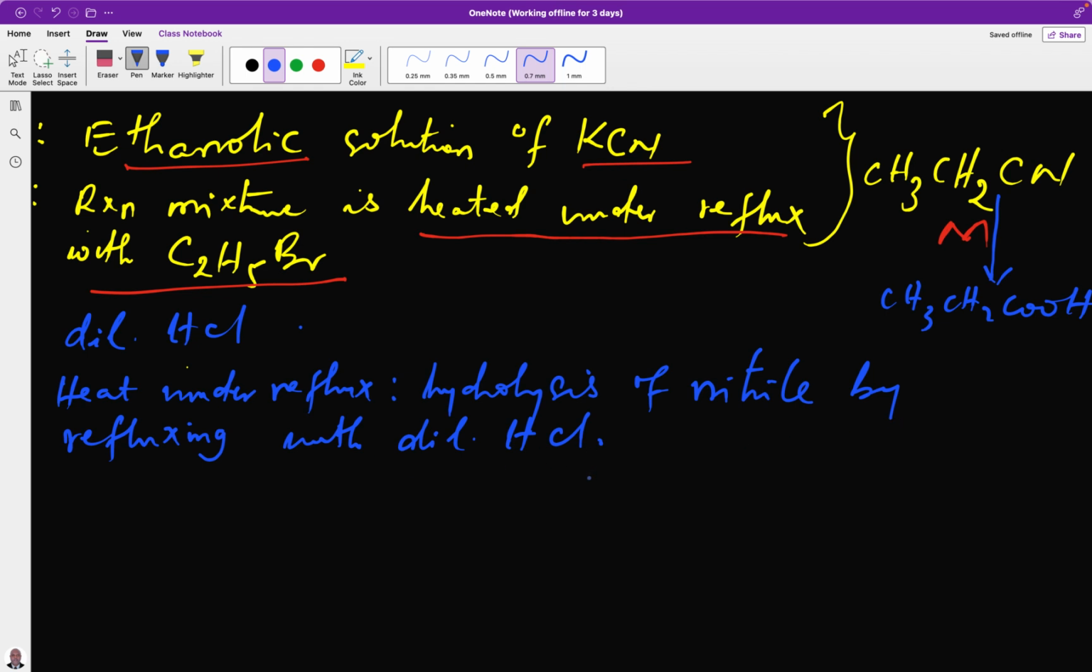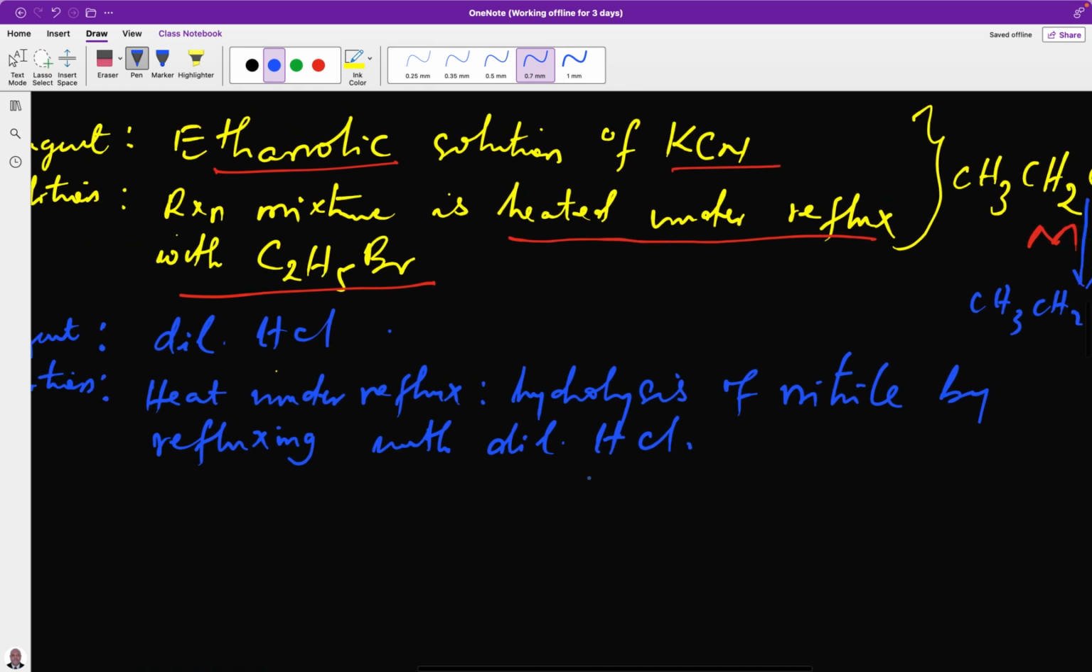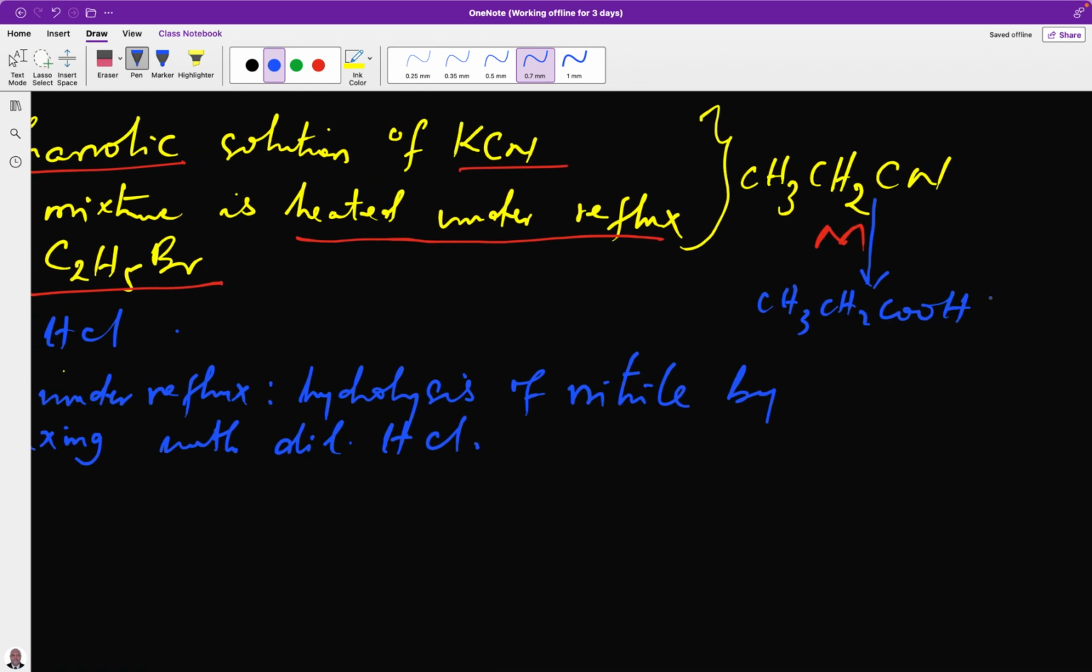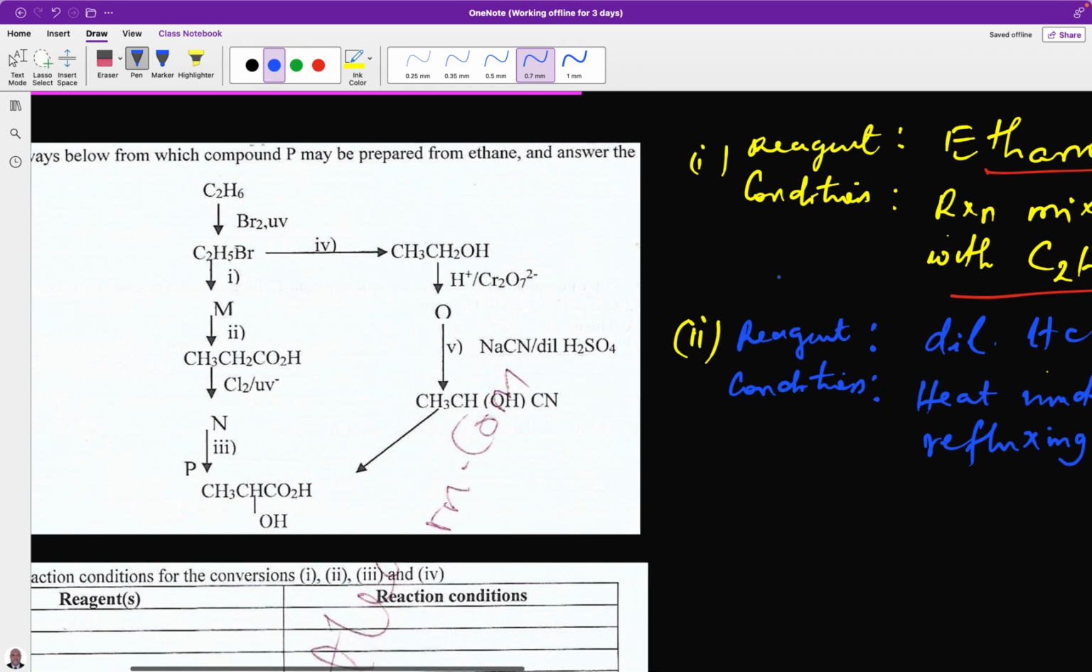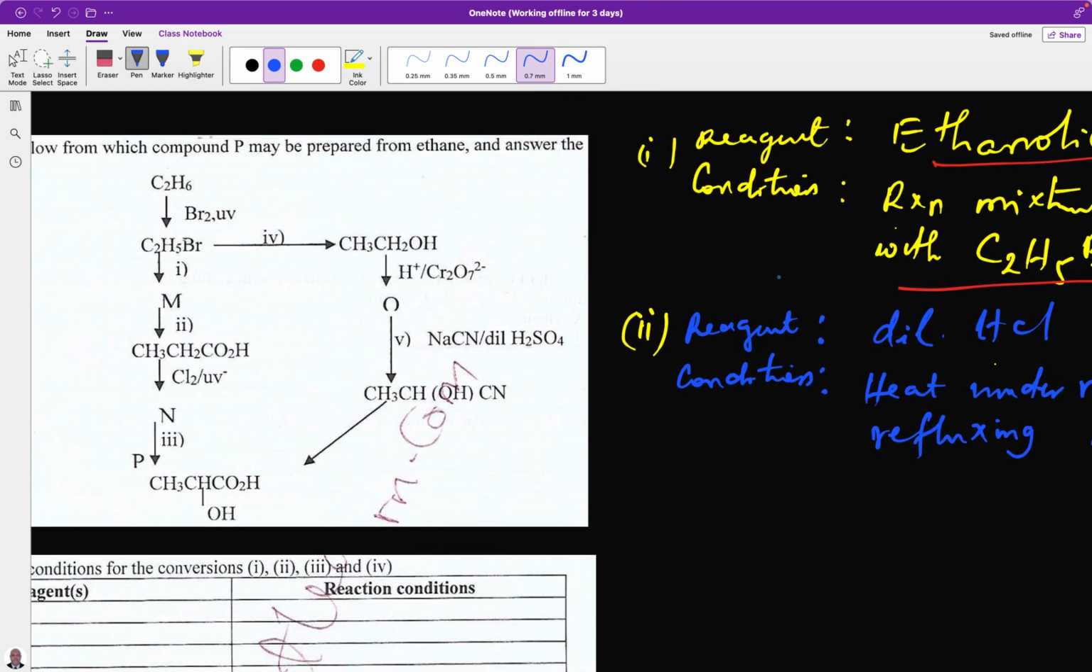Okay. Now, when we do that, we will have this compound here. Now, that compound is passed through chlorination, or halogenated with chlorine. The condition is under UV light. And under UV light, what happens? Only a substitution reaction will occur under UV light.